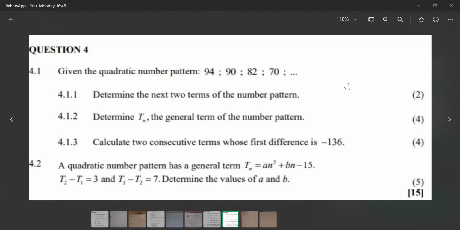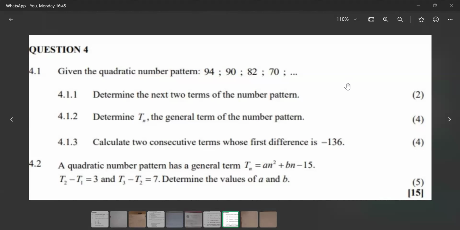So in this case, we are given a quadratic number pattern, 94, 90, 82, 70, and it goes all the way to infinity. The first question is asking us to determine the next two terms of this pattern. Afterwards, we need to find the general term of the number pattern. And then there comes a very nice and interesting question, 4.1.3.